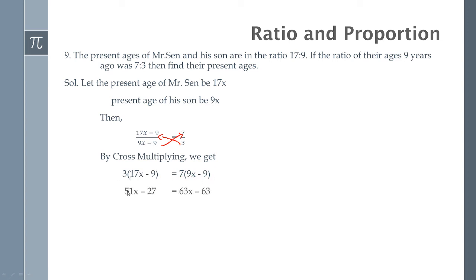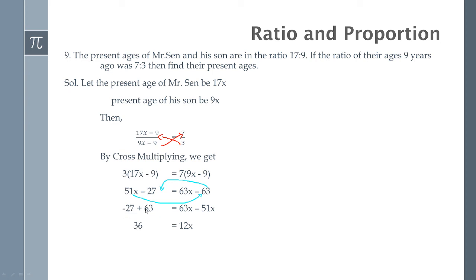Now 3 into 17 is 51x minus 27 is equal to 7 into 9 is 63x minus 63. Now here be careful. This 27 is coming this side. Why? This is a positive value. When it comes this side, it becomes a negative value, and this 63 is going this side. So minus 27 plus 63. Now what happens? Minus 27 plus 63. Plus into minus is minus 63 minus 27 is 36.